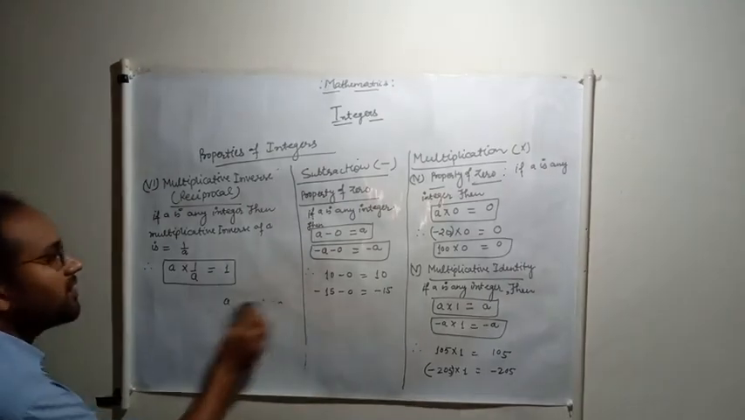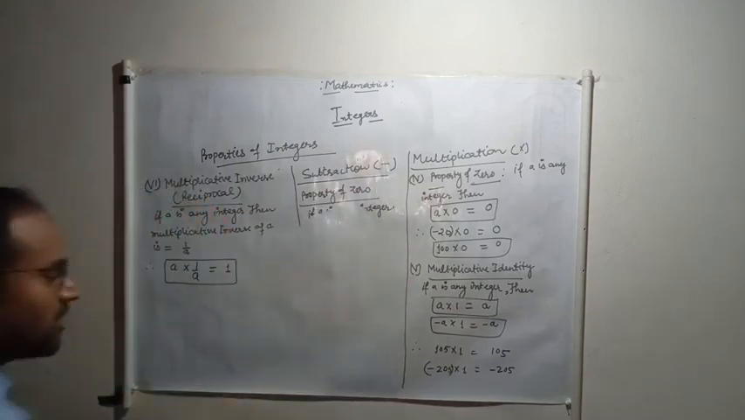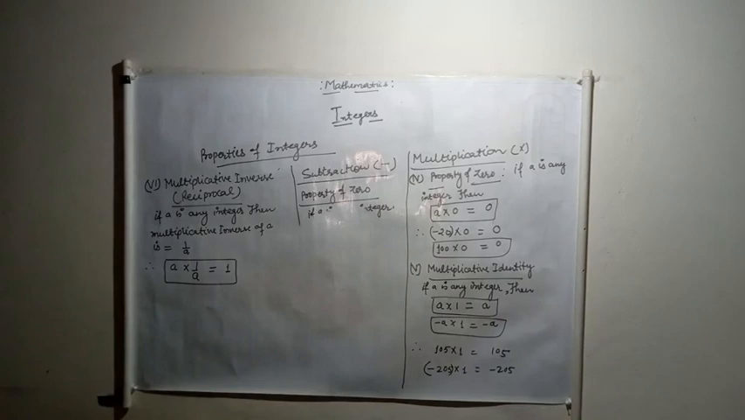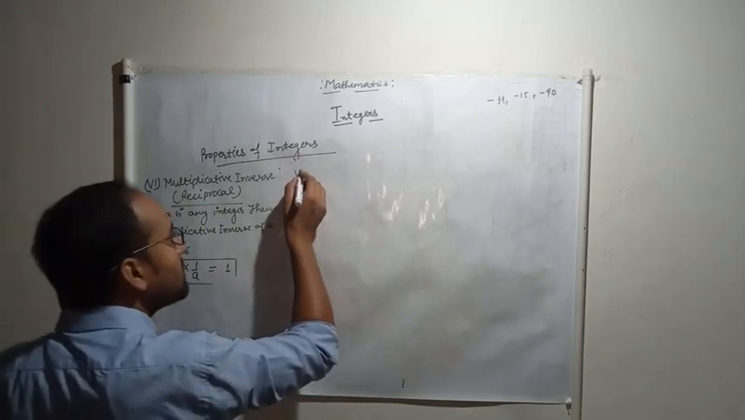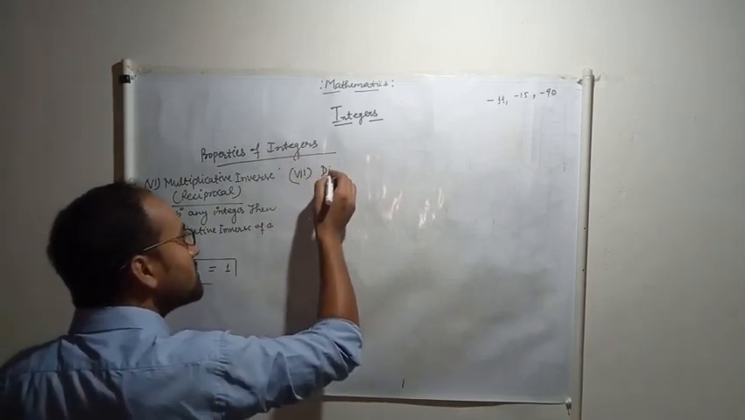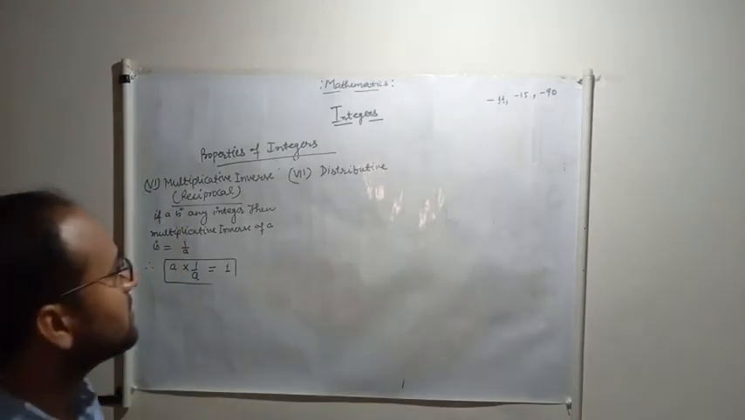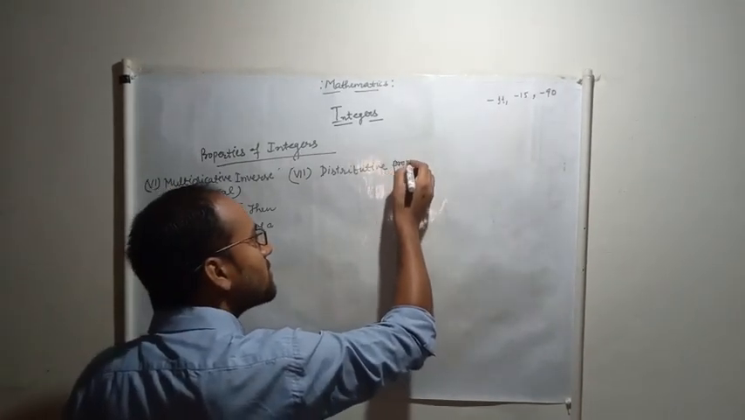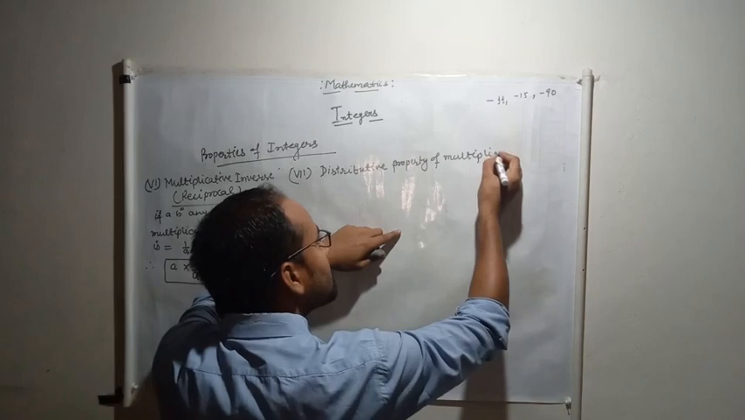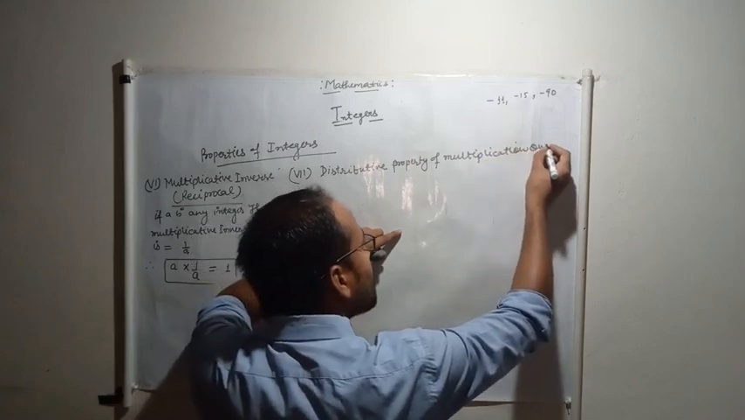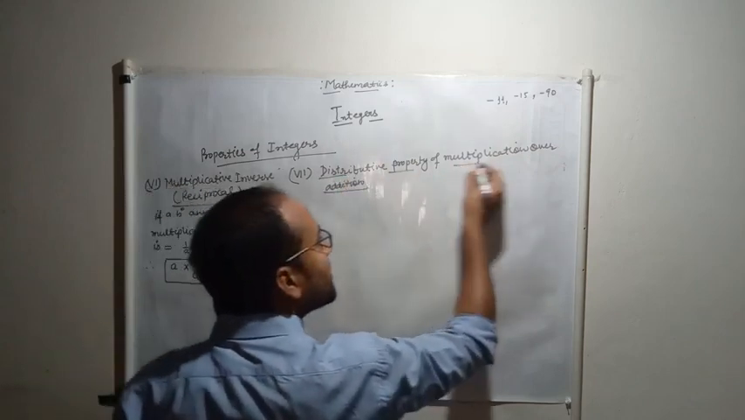The last property related to multiplication, the seventh one, is the distributive property of multiplication over addition.